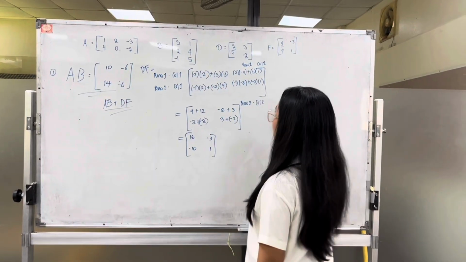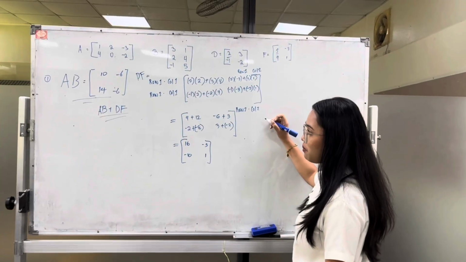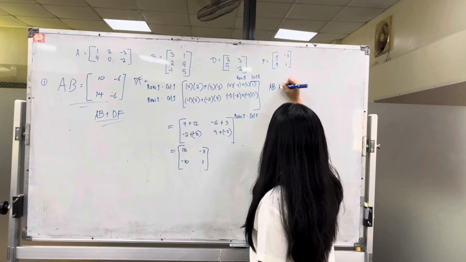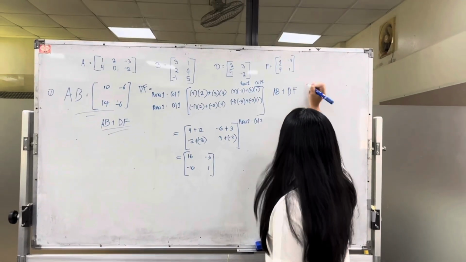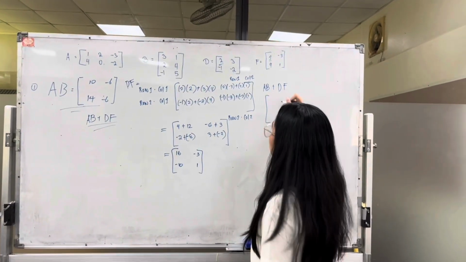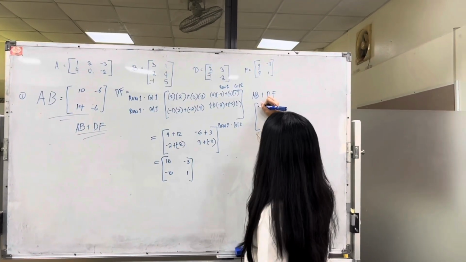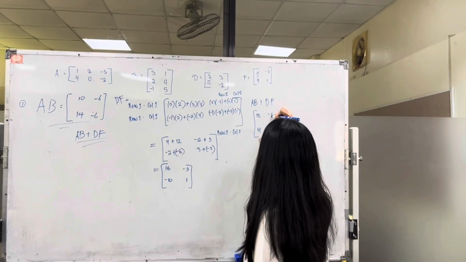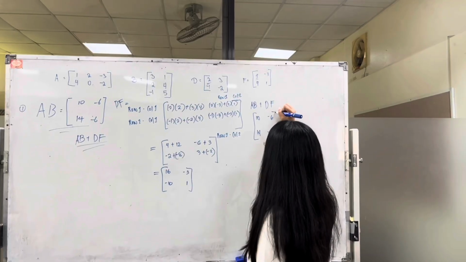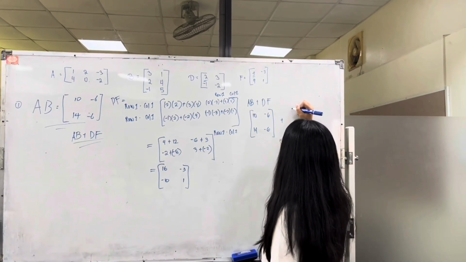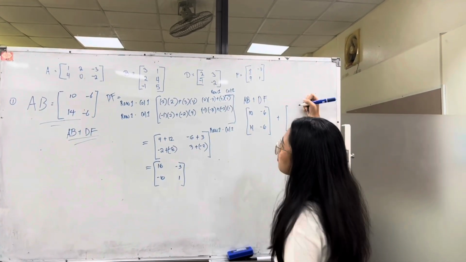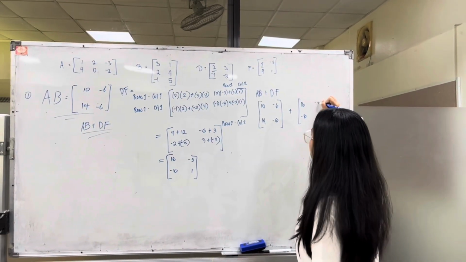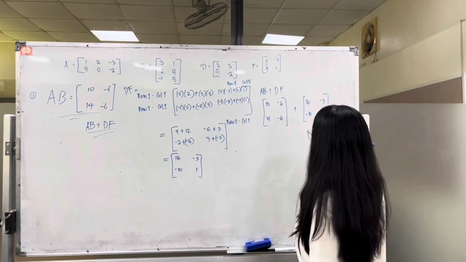So now, since we have all the values of AB and EF, we write down the matrix AB, which is 10, 14, negative 6, negative 6. And we add it to the matrix EF, which is 16, negative 10, negative 3, and 1. So we add it all.